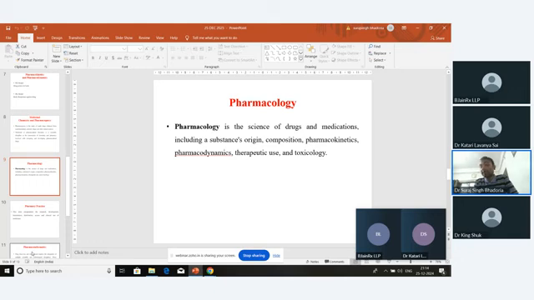Sometimes when there is no proper drug vehicle ratio or no proper concentration of drug, the efficacy and the action of the drug is also going to be affected.